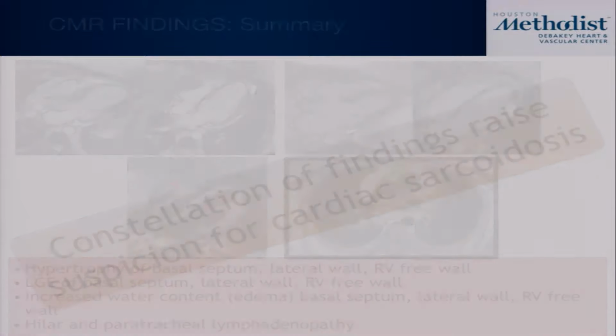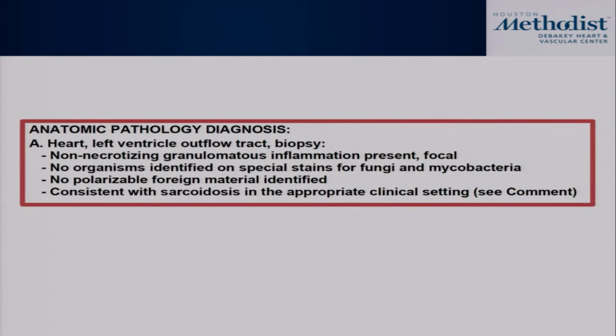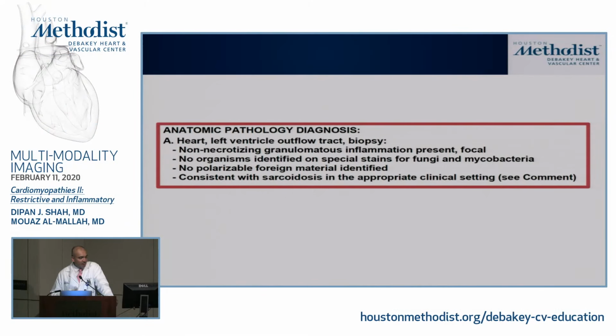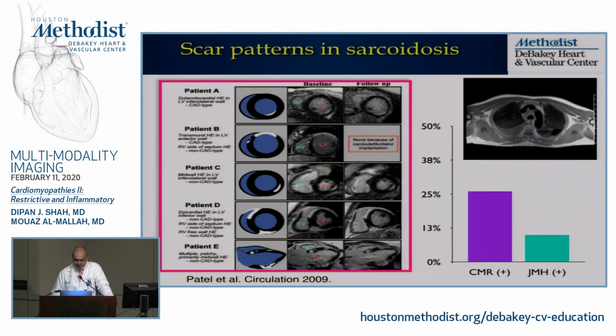And so, in fact, this person did go on to get a biopsy done, where they biopsied specifically in the LV at the site of the abnormality, and it was confirmed that the findings are consistent with cardiac sarcoid. So there are several studies that have looked at this.